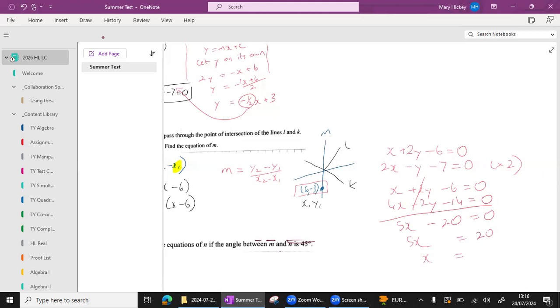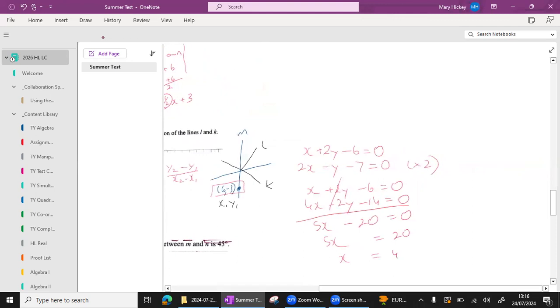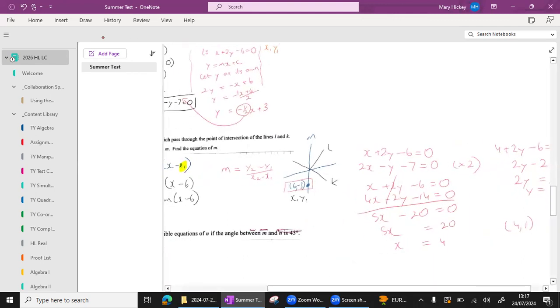So x is 4. And if I know x is 4, well, I can go right back to the top and fill that in. So I end up getting 4 plus 2y minus 6 equals 0, so 2y is equal to 2. So y is 1. So now I have the point of intersection, (4, 1). So that is going to be my other point. So I'll write that over here, (4, 1), and I'm going to call that my x2, y2.